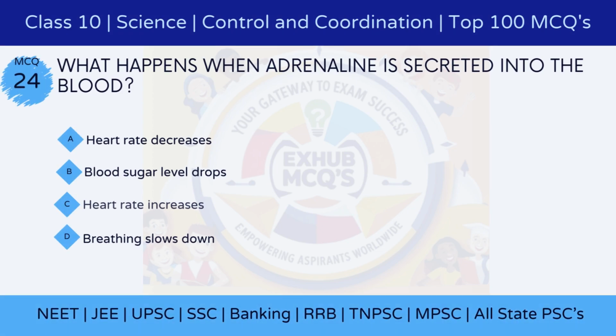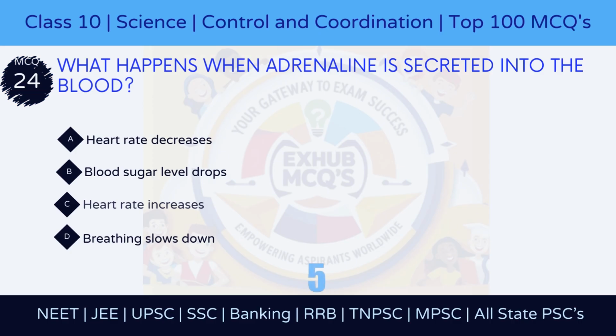MCQ 24. What happens when adrenaline is secreted into the blood? Option A, heart rate decreases. Option B, blood sugar level drops. Option C, heart rate increases. Option D, breathing slows down.